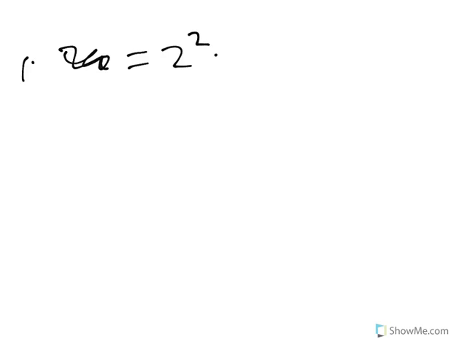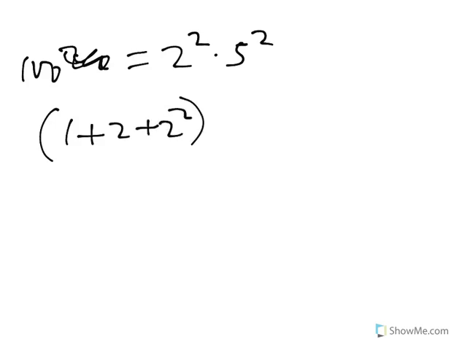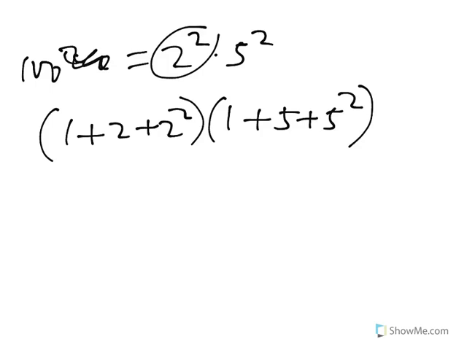Actually, let me change it to 100. 2 squared times 5 squared. So there's the prime factorization. If I do 1 plus 2 plus 2 squared, we basically start at 1 and work our way up to whatever exponent this is. And we do the same thing with the 5s. The product of these two numbers will be the sum of all the factors.